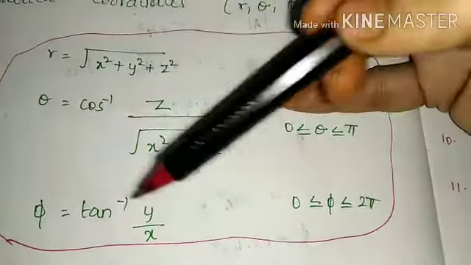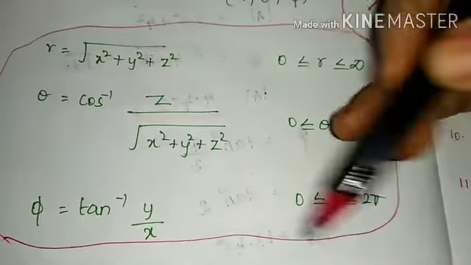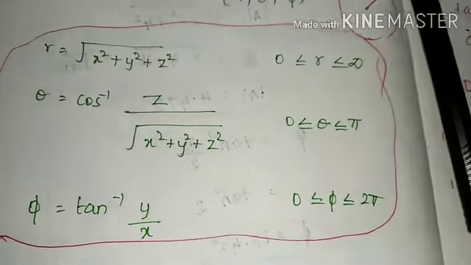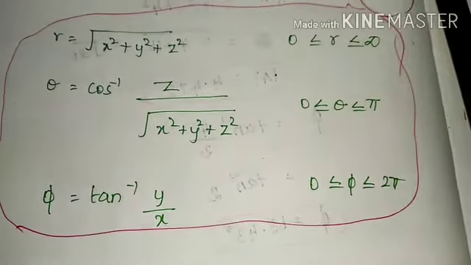This phi is tan inverse of y by x. And it varies between 0 to 2 pi. Horizontal direction, it will vary from 0 to 2 pi, 0 to 360 degree. Right? Now we will see some examples.